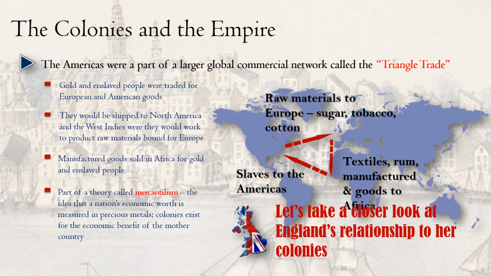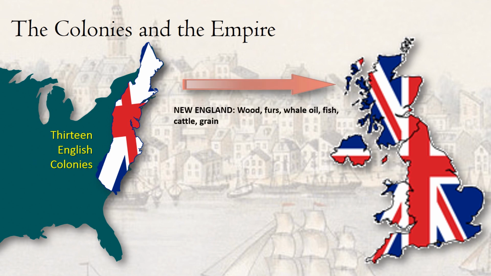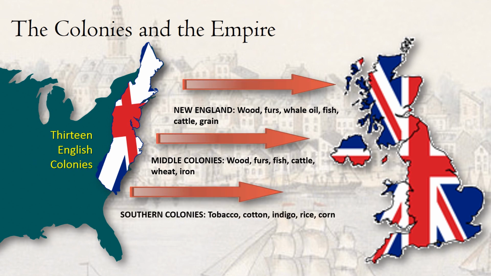So now let's take a closer look at how England is going to conduct this mercantilistic policy with regard to its colonies. It's really pretty simple. You've got the 13 English colonies on one side of the Atlantic, and you've got England on the other. New England is going to provide things like wood and fur and whale oil, fish, cattle, and grain, among other things. The middle colonies, wood, furs, fish, cattle, wheat, iron, and of course other things. And the southern colonies, primarily agricultural goods, tobacco, cotton, indigo, rice, and corn.